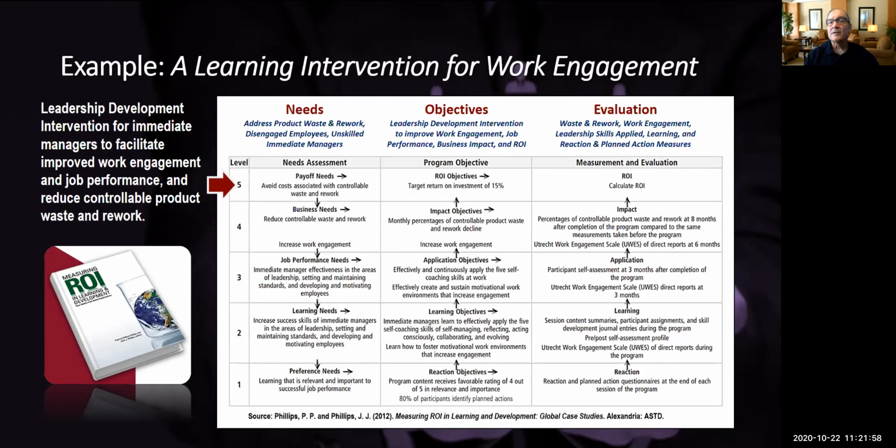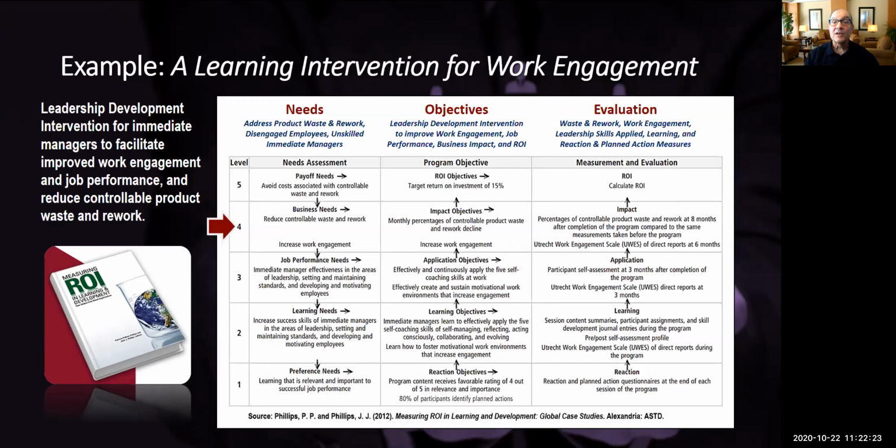You say measurement and evaluation, what are we doing? We're going to calculate the ROI. At the next level, business needs, reduce controllable waste and rework. Remember up here, we said we wanted to avoid the costs associated with the controllable waste and rework. Here, we're going to reduce the controllable waste and rework. This is how the chain of impact works. One level necessarily feeds into the next.